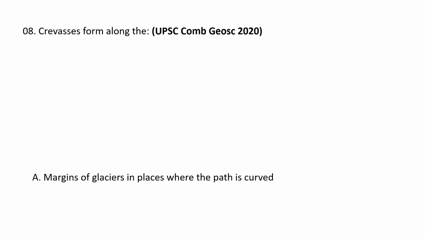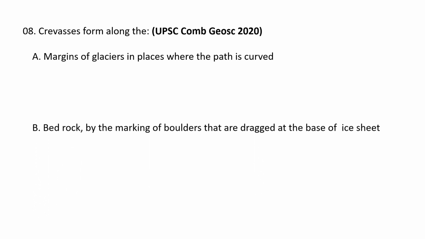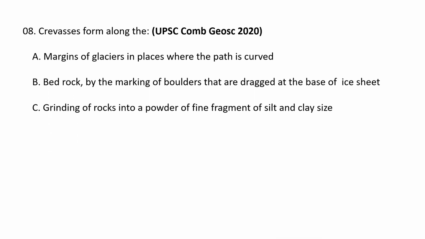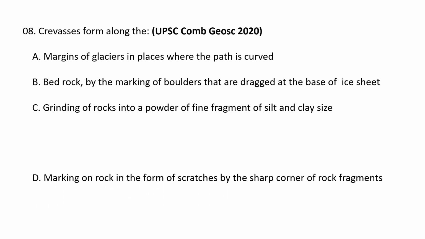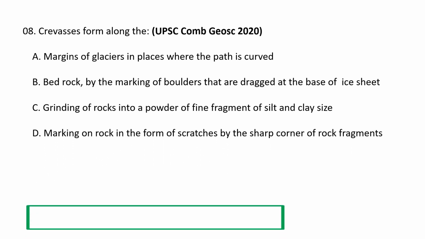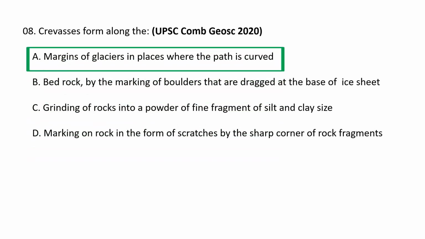Next question. Crevasses form along A. Margins of glaciers in places where the path is curved. B. Bedrock by the marking of boulders that are dragged at the base of ice sheet. C. Grinding of rocks into a powder of fine fragments of silt and clay size. And D. Marking on rock in the form of scratches by the sharp corner of rock fragments. So crevasses form along the margins of the glaciers in places where the path is curved.